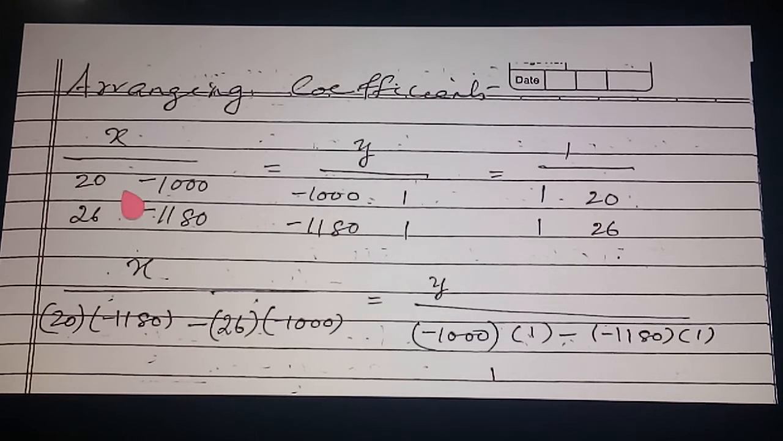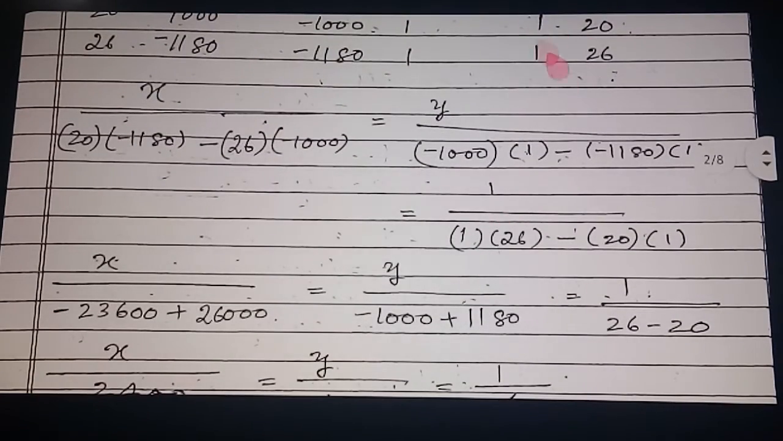Now, how to do the cross multiplication? Multiply from the left top corner, with the middle sign minus. Here 26 into minus 1000, and here minus 1000 into 1. Middle sign minus. So 1000 minus 1180 into 1. And now here also the same: 1 into 26 minus 20 into 1. Multiply and write these two, and these two multiply and write. Here two signs are coming, minus and minus, so plus. And this multiply minus 1000.